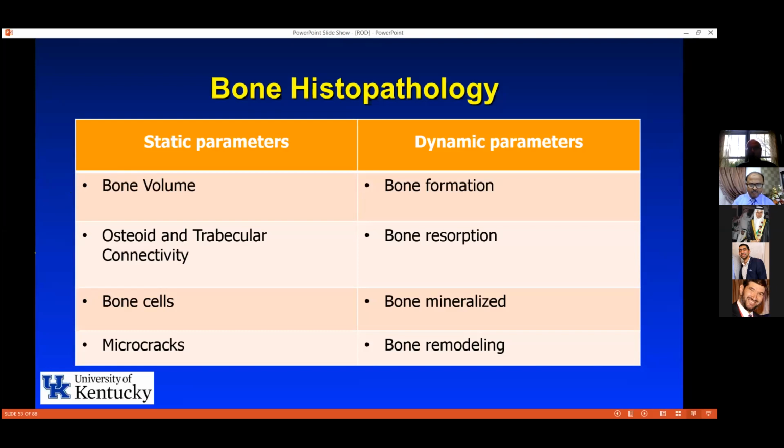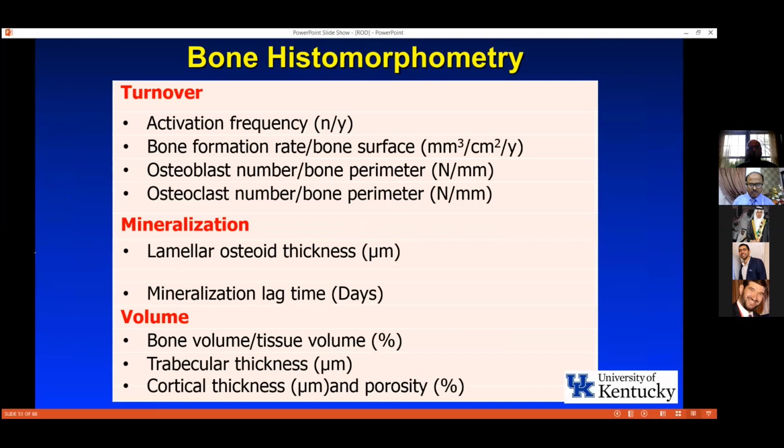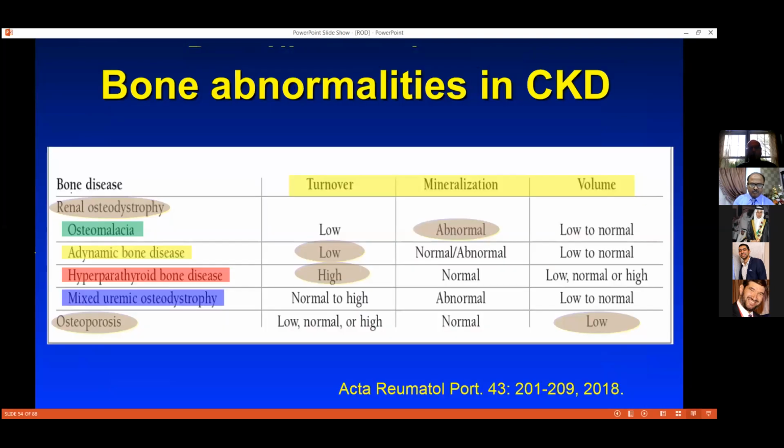So there are different static and dynamic parameters to use, and the diagnosis of ROD was changed in 2009 when the KDIGO guideline changed the whole spectrum of ROD depending on the TMV classification: turnover, mineralization, and volume. Every one of these parameters has details on how to calculate the bone turnover, the bone mineralization, and bone volume. But briefly, we have 4 kinds of renal osteodystrophy: osteomalacia, adynamic bone disease, hyperparathyroid bone disease, and mixed uremic osteodystrophy.